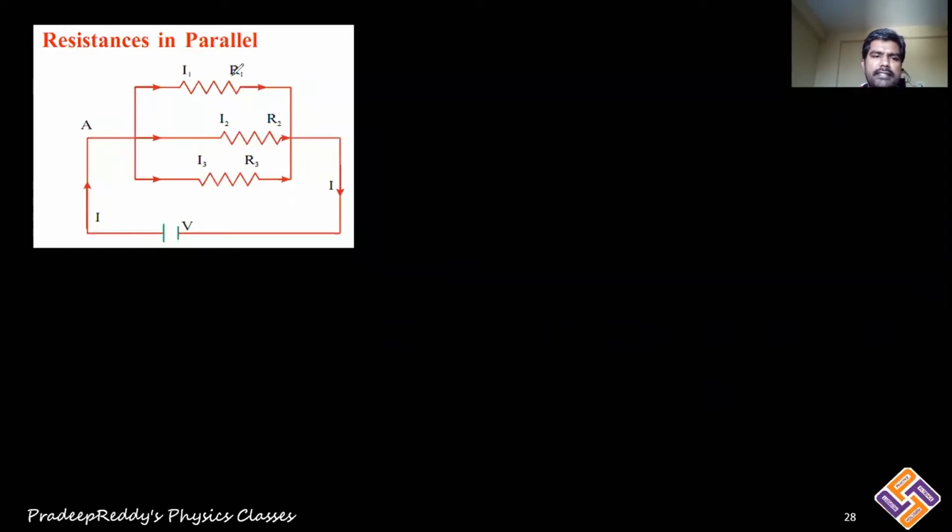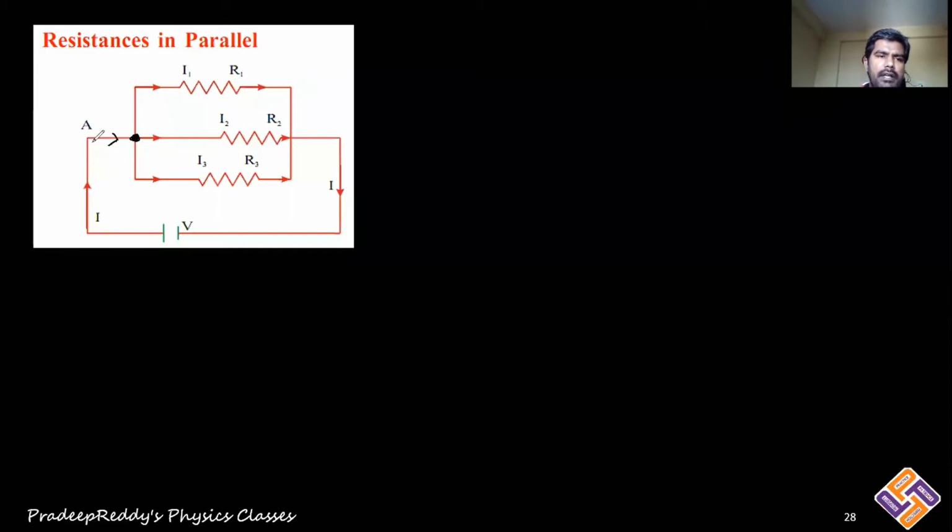Looking at the circuit, there is a battery whose potential is V, and from this battery there are three resistors connected in such a way that the current flowing through this circuit comes over here, at this nodal point. A nodal point is the point where more than two wires meet. It is also called a branch point, or branch, and this is a branch.